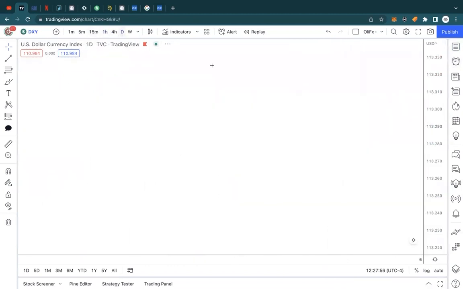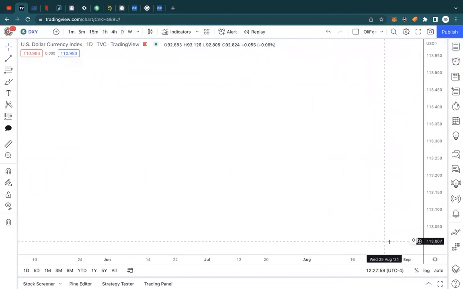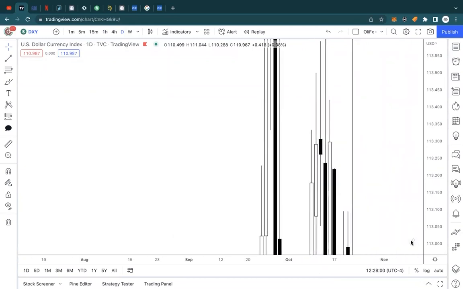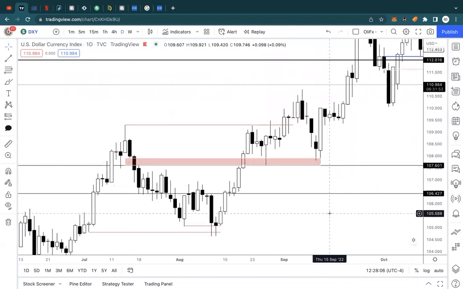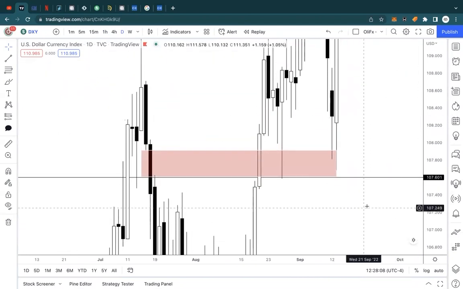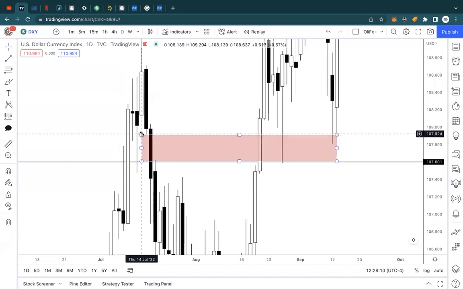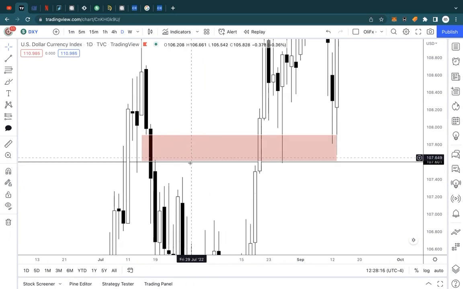This one's on the daily time frame. So again, this works on any time frame. It can work on the 1 minute, it can work on the daily. It was back here. So again, we have this imbalance just in here, and then we have another imbalance right here. So there's no price in between it.